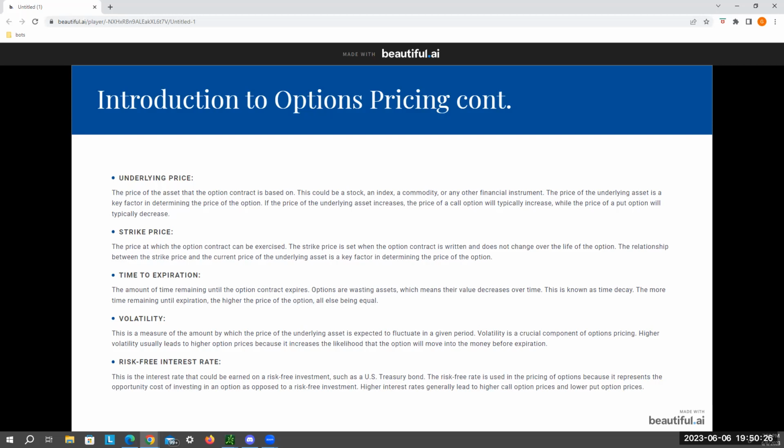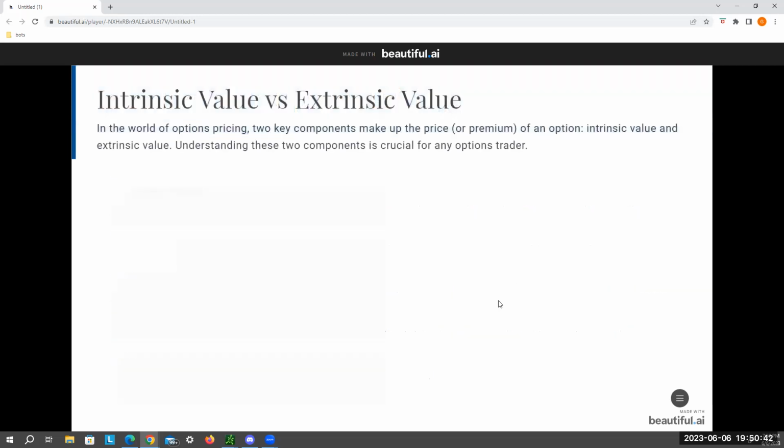And then you have the risk-free interest rate. That is the interest rate that could be earned on a risk-free investment, such as a US Treasury bond. The risk-free rate is used in the pricing of options because it represents the opportunity cost of investing in an option as opposed to a risk-free investment. It's very basic. Let's continue.